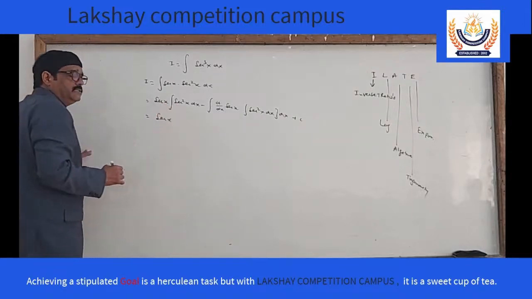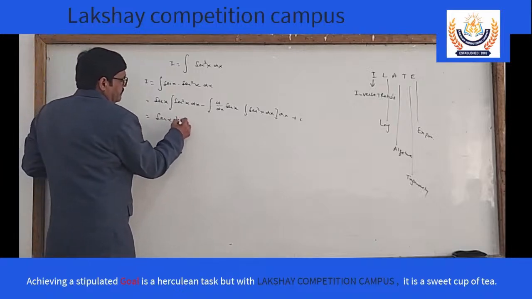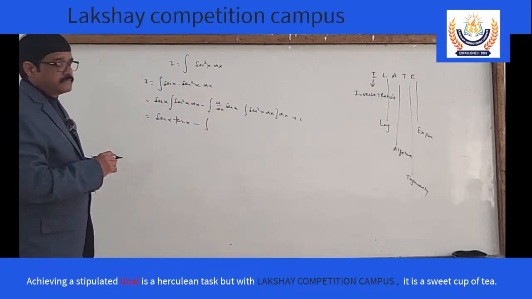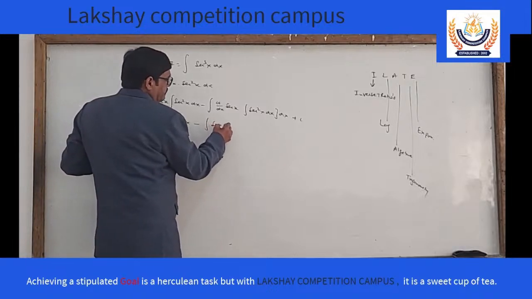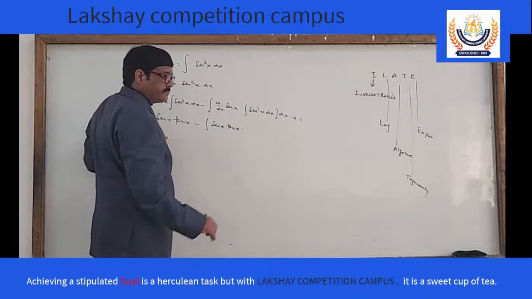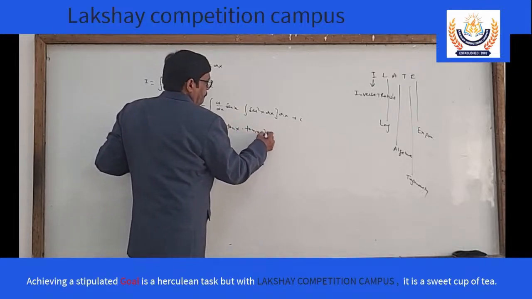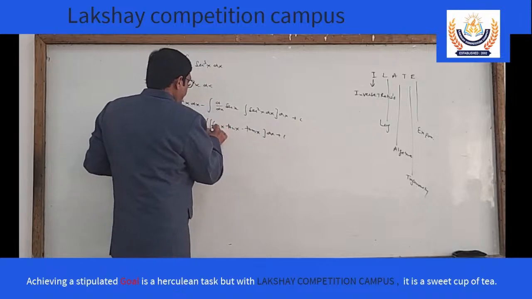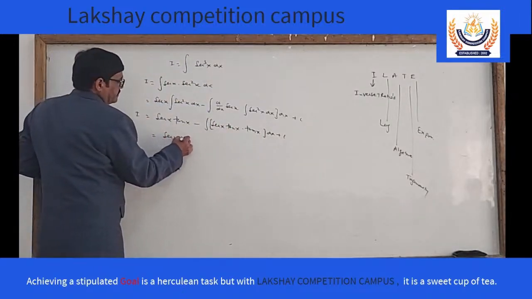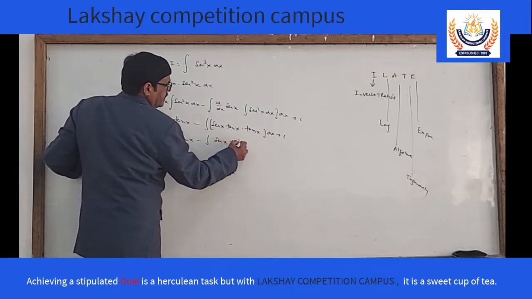What is the integration of secant square x? tan x. What is the derivative of secant x? Secant x tan x. What is the integration of secant square? Tangent x. Okay. This is the integration. Secant x tangent x, minus integration of secant x tan square x.